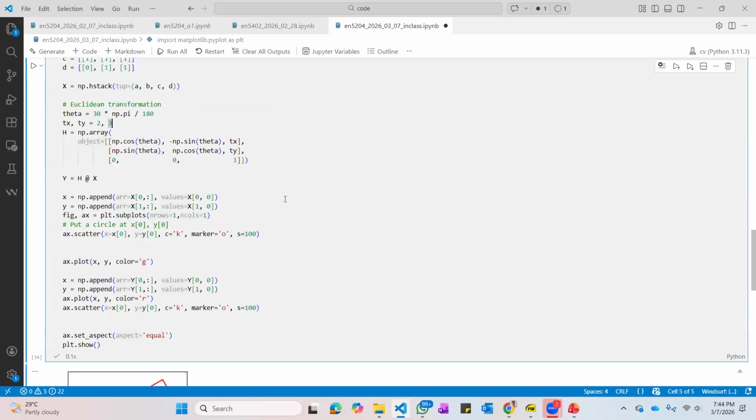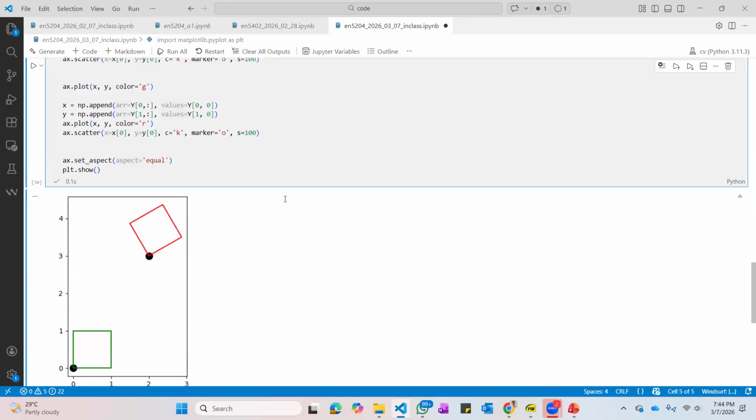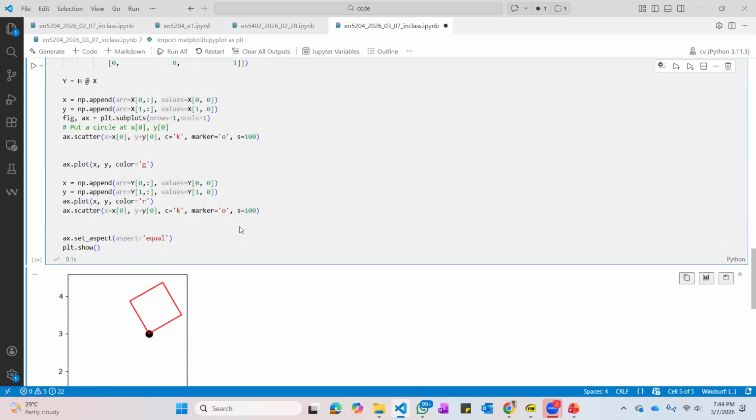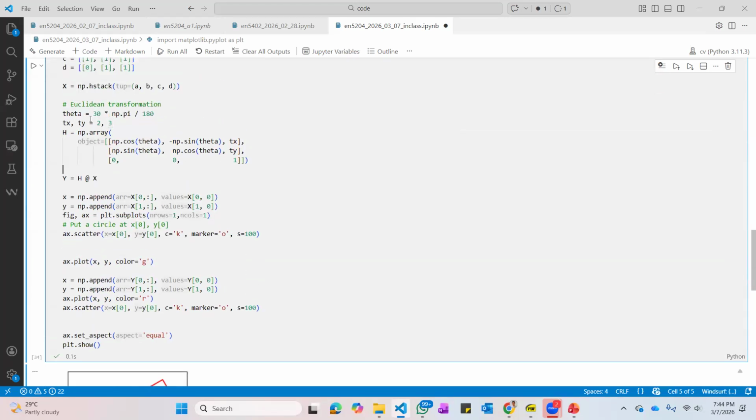Okay. So please do that and verify that these are correct. So you can see the shape of the square is the same. Angles have not changed. Line parallelism is all the same. And only the translation and rotation has happened. Euclidean transformation. Then let's do that. Okay, let me move this part also here.